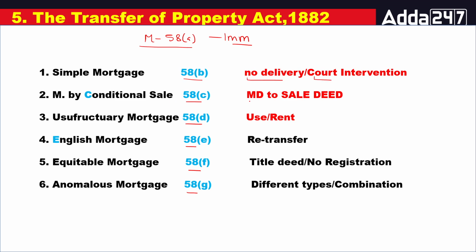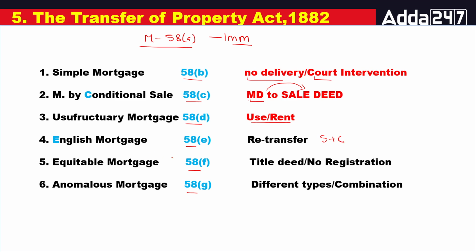In conditional mortgage, the mortgage deed will be automatically converted into the sale deed if the mortgagor is not able to pay the money. Usufructuary: if the mortgagor is not able to pay the money, the mortgagee can use the property and take the rent from the profit. Okay. English mortgage is a combination of simple mortgage plus conditional mortgage.